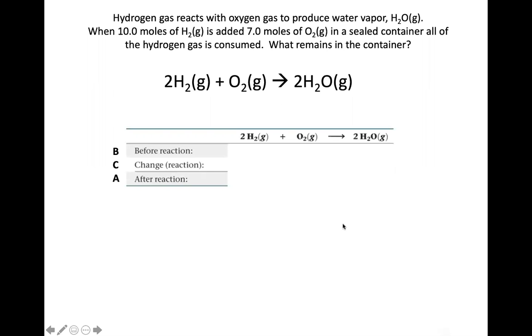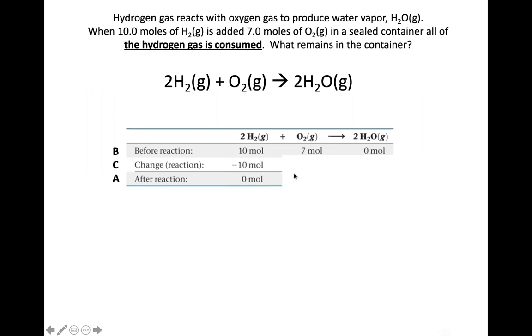If I track through that within a BCA table, what information is it telling me at the start? It tells me that I have 10 moles of H2, 7 moles of O2, and I don't have any of the product there. The H2 gets used up. It goes all the way down to 0. I started with 10. I use up 10. Goes all the way down to 0. When I look at that, when it says the hydrogen gas is consumed, that's what it's saying. All of the hydrogen gas is being used up.